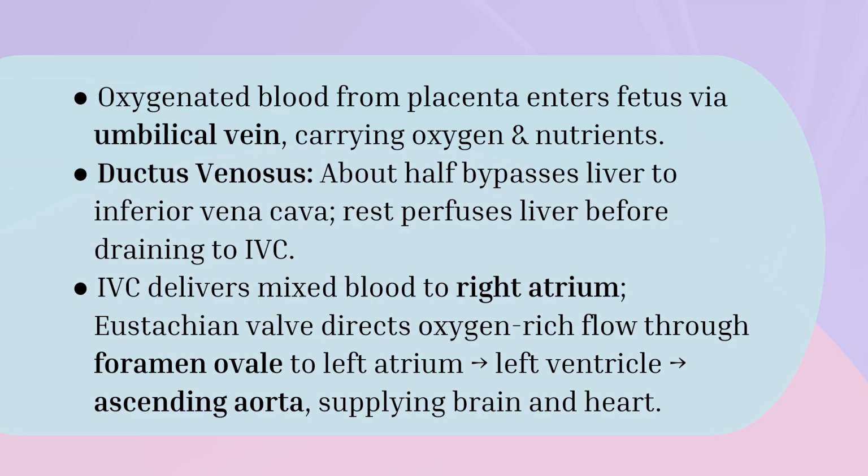The Eustachian valve directs oxygen-rich flow through the foramen ovale to the left atrium, then the left ventricle, then the ascending aorta, supplying the brain and heart.